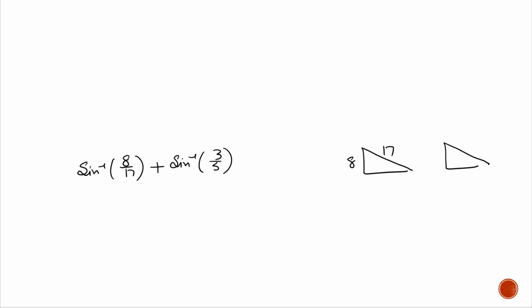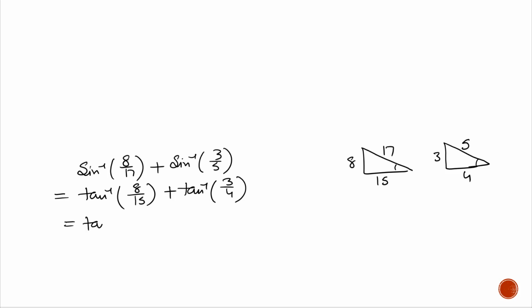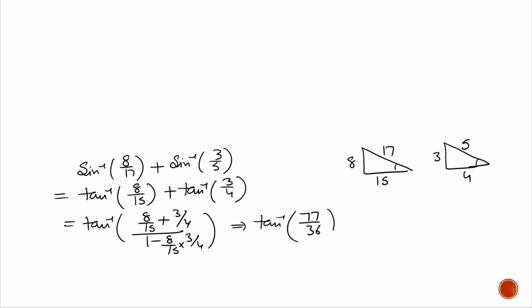Simplify sin inverse 8/17 plus sin inverse 3/5. In the first, perpendicular is 8, hypotenuse is 17. In the second, perpendicular is 3 and the hypotenuse is 5. And the base is 15 and 4 respectively. We can convert this into tan inverse: tan inverse 8/15 plus tan inverse 3/4. Now we'll use the formula of tan inverse x plus tan inverse y, which is equal to tan inverse of (x plus y) divided by (1 minus x into y). And after solving, we will get tan inverse 77/36. If you see this carefully, the perpendicular is 77, the base is 36 and the hypotenuse is 85.